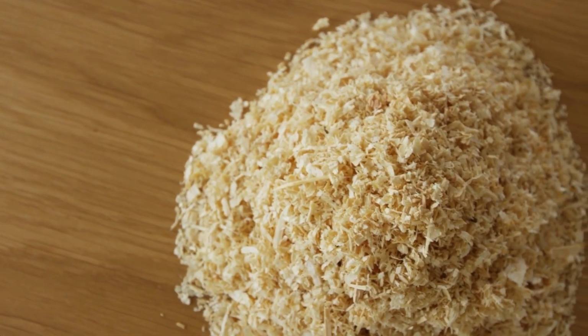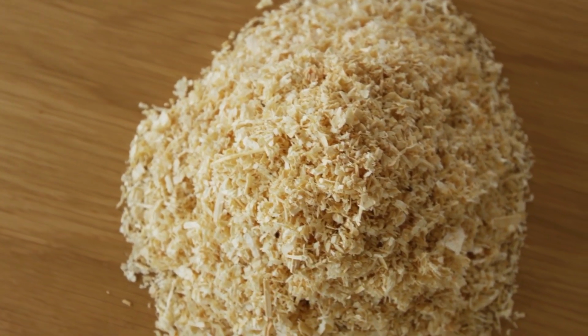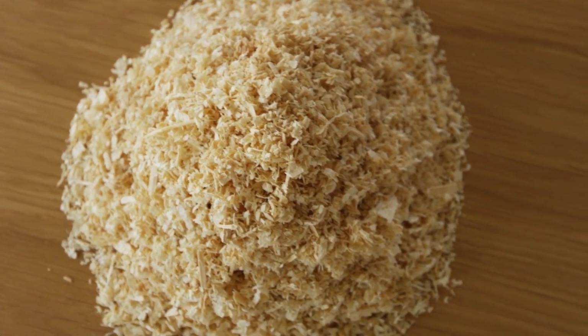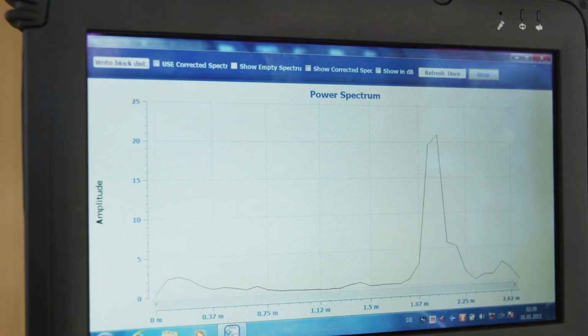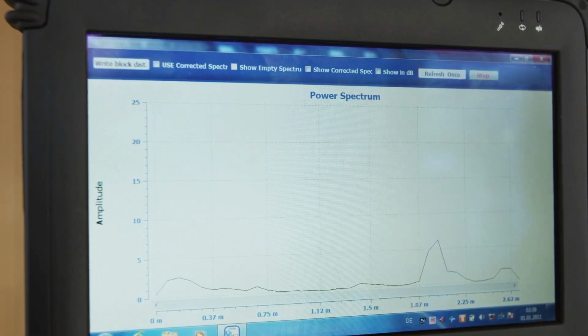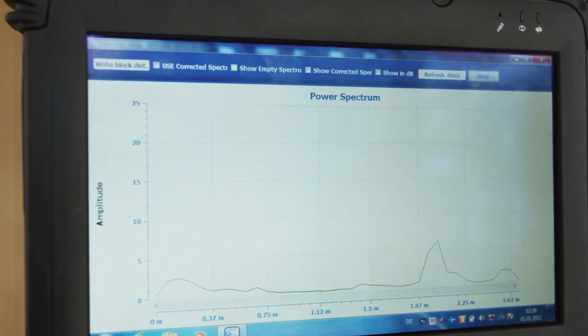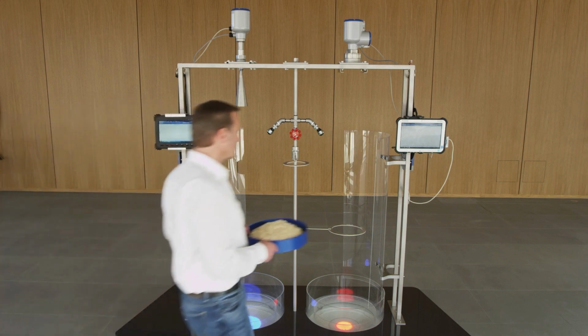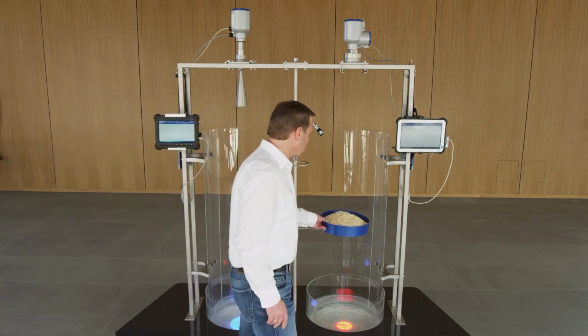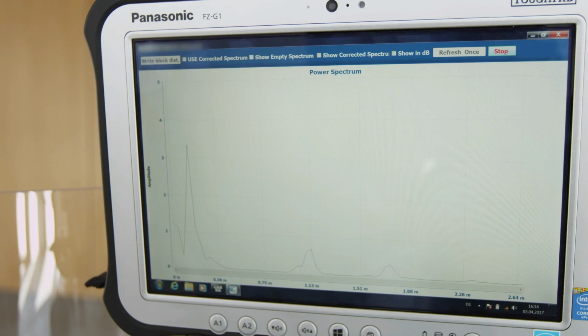A much greater challenge is the detection of the surface of dry wood chips. The 24 GHz device reaches its limits. The radar beam penetrates the product and is not sufficiently reflected by the product surface. Thus, a measurement is not possible. The 80 GHz system is superior to the 24 GHz system for this application, which comes from the more focused radar beam. Therefore, the wood chips are clearly detected with the 80 GHz.